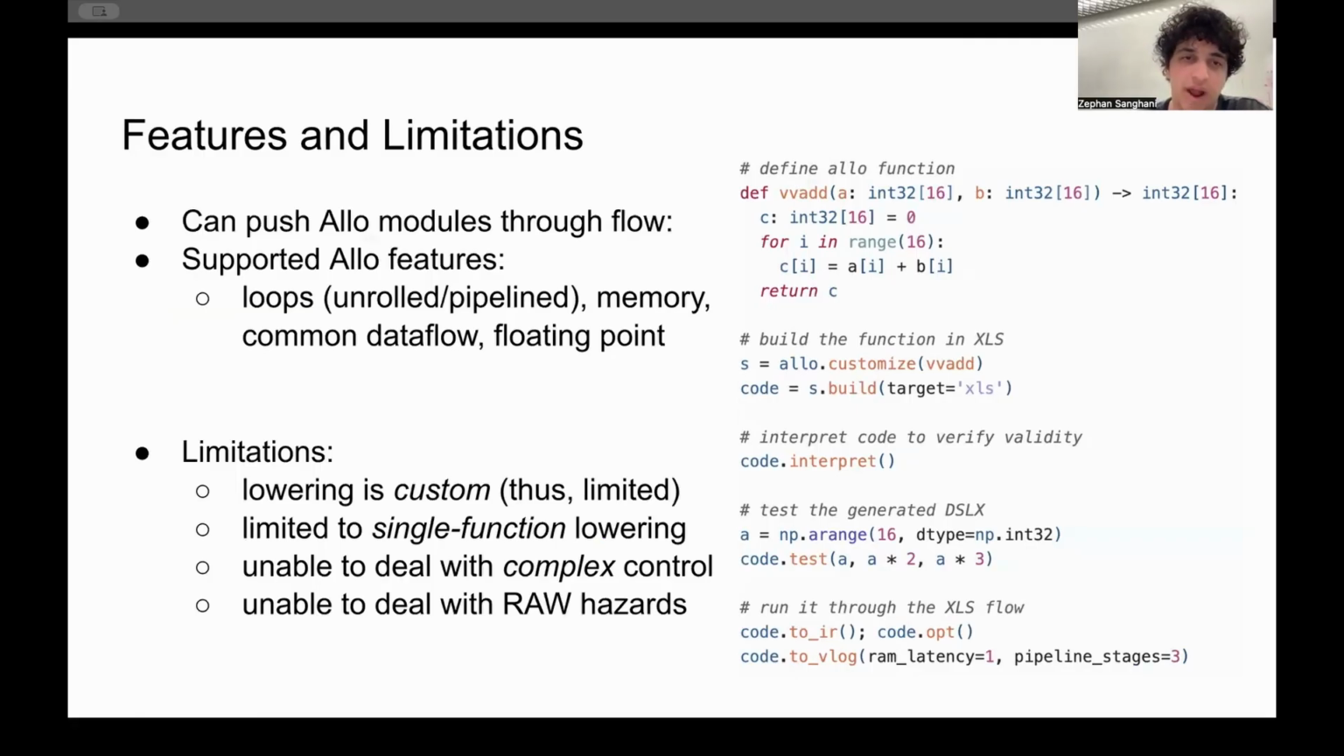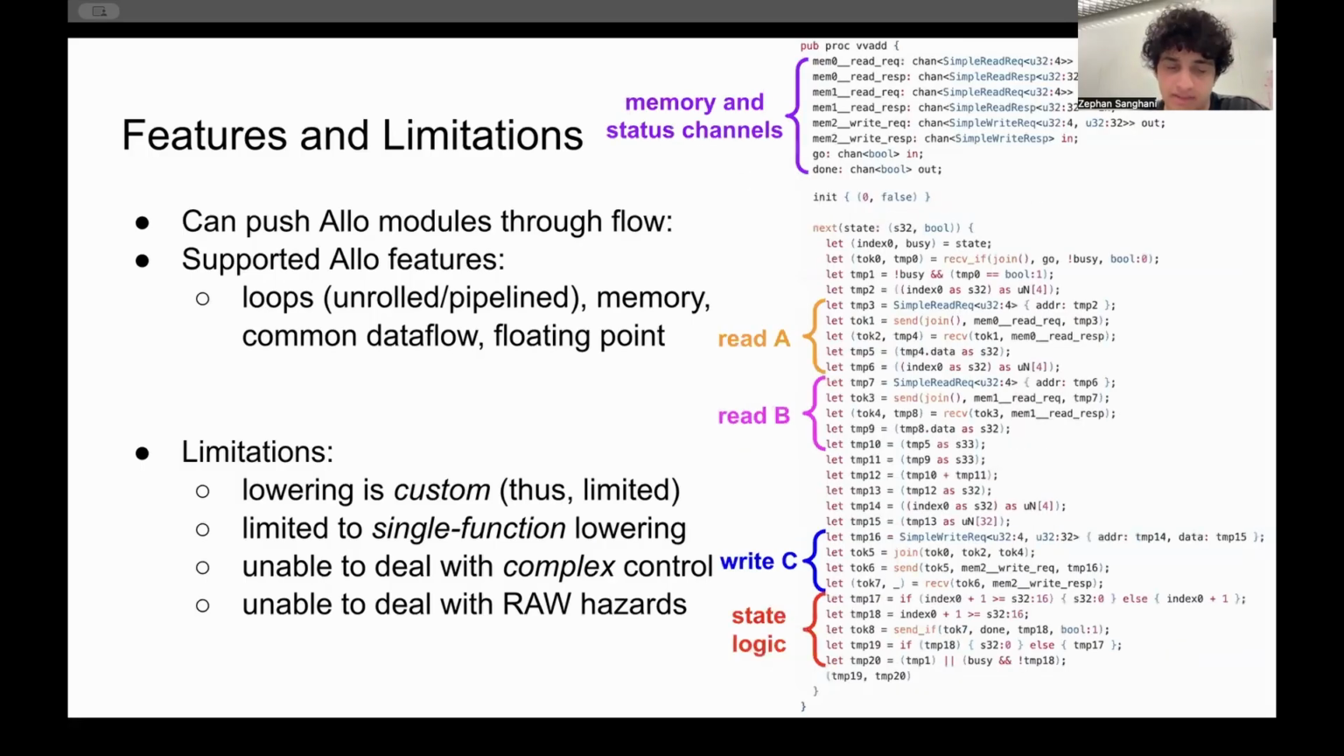We support a variety of Allo features, namely loops, both unrolled and pipelined, memory, common data flow and floating point operations, but there are a few limitations. Since our lowering is custom, it's limited in the instructions it can lower. It's limited to single function lowering. It's unable to deal with complex control, for example, if you have multiple for loops in a function one after the other, and it's unable to deal with read after write hazards.